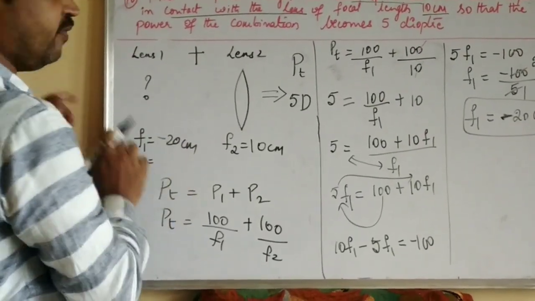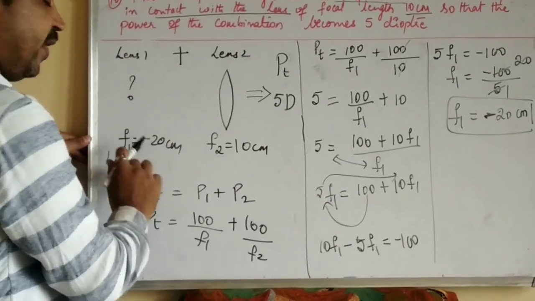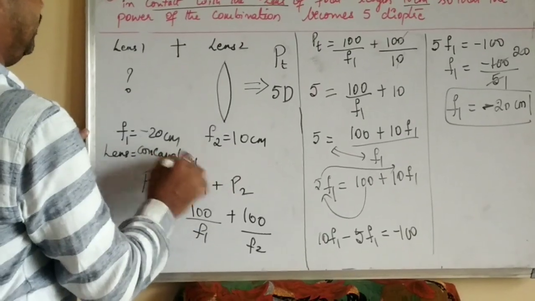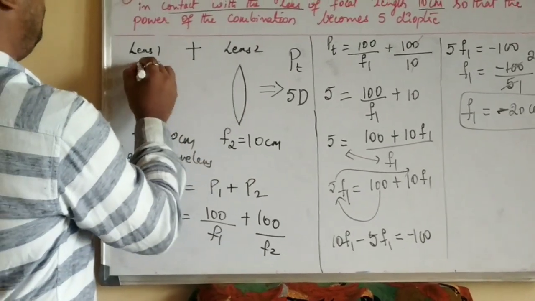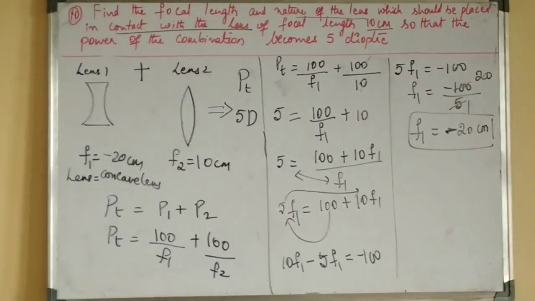Now what type of lens is this? When you are getting the focal length to be of negative value, it is obviously concave lens. It is concave lens. Okay. Now this is the solution to the problem. Thank you.